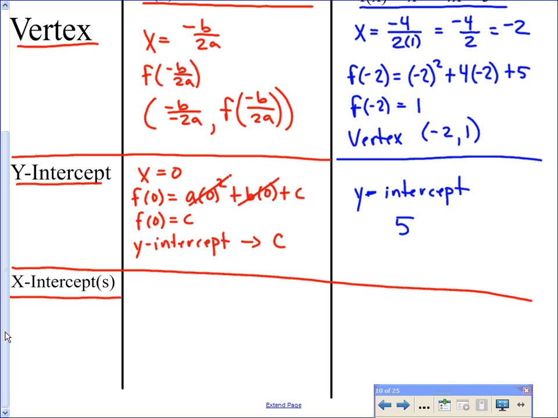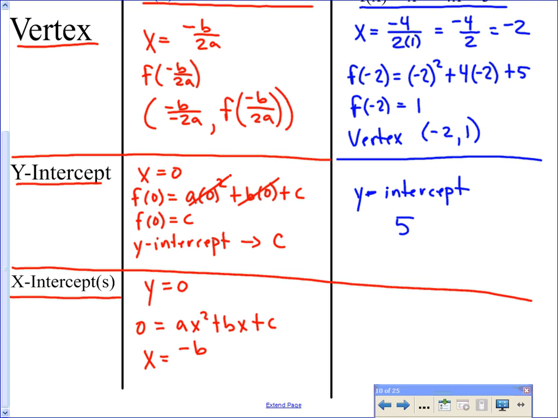So again, like last time, for x-intercept, what do we know? We know that y is 0. And if we know y is 0, then I'm going to say 0 is equal to ax squared plus bx plus c. And we know how to solve this. We solve this using the quadratic formula. So this is just going to be the quadratic formula to find your x-intercepts.